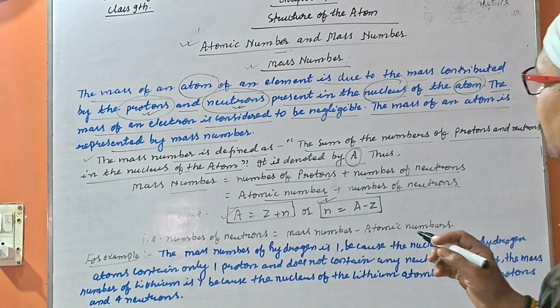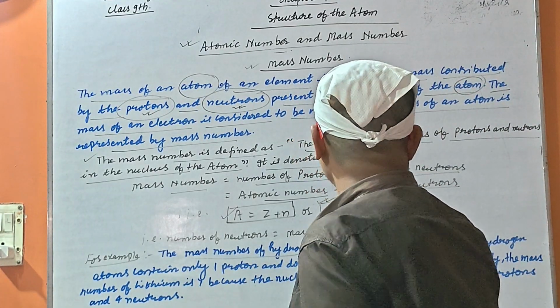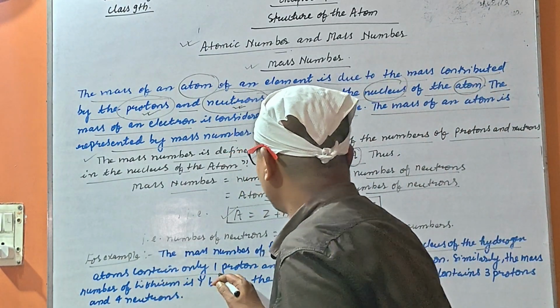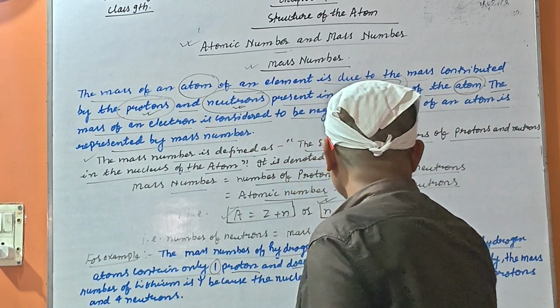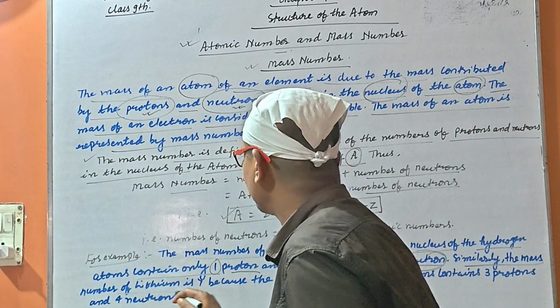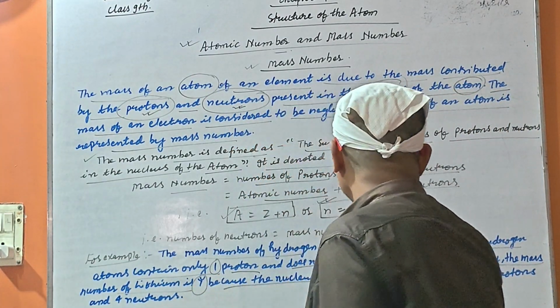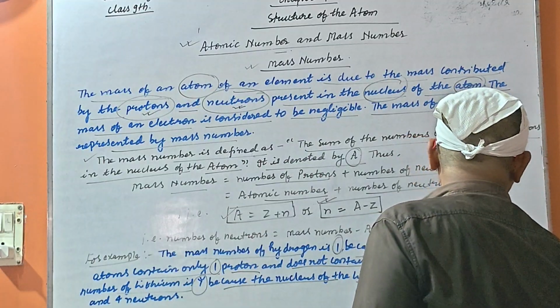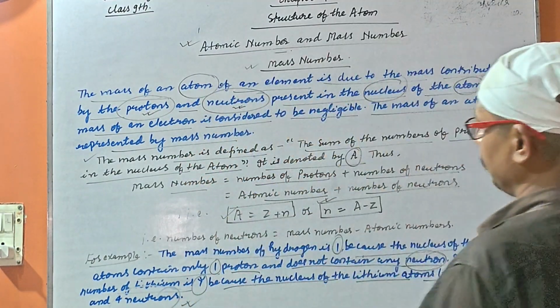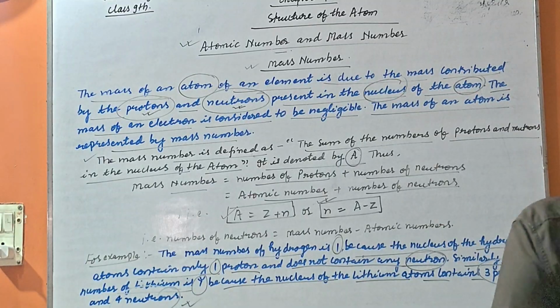So for example, the mass number of hydrogen is 1, because the nucleus of the hydrogen atom contains only one proton and does not contain any neutron. Similarly, the mass number of lithium is 7, because the nucleus of the lithium atom contains 3 protons and 4 neutrons, which is equal to 7. So these are the things about the mass number.